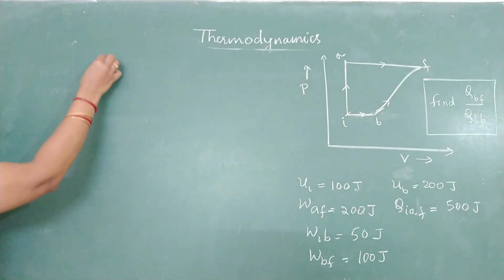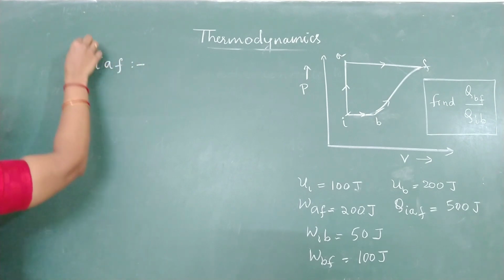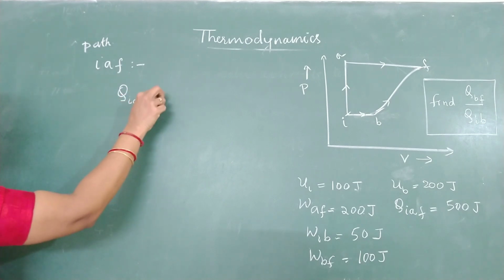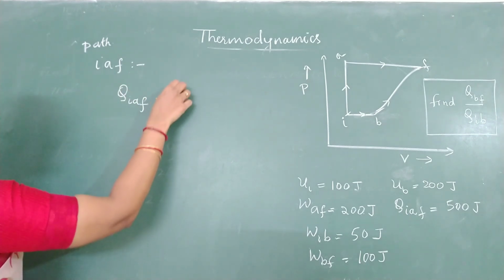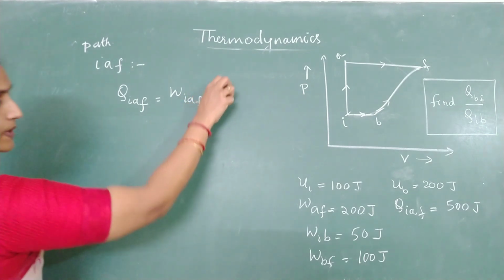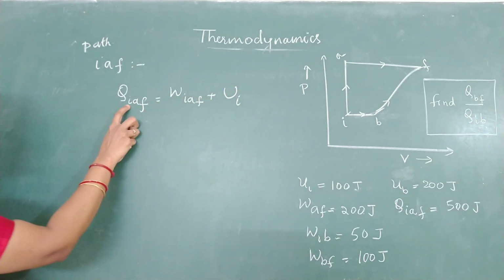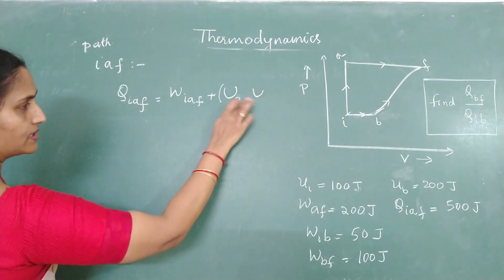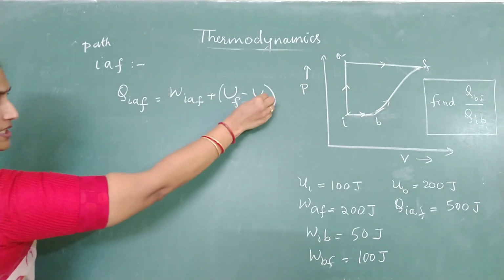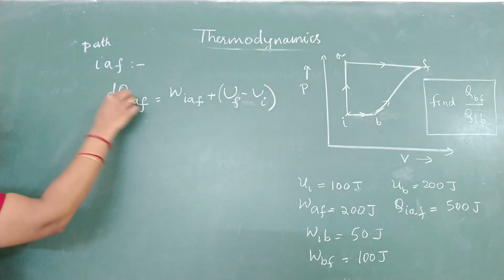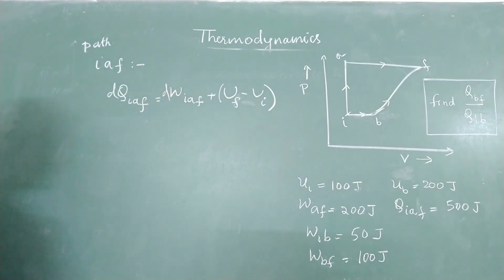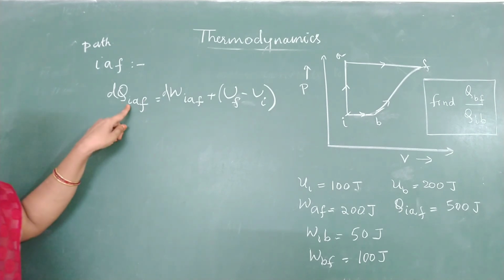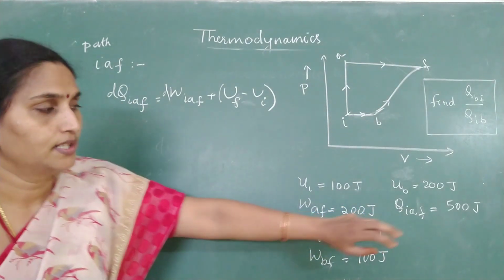So for the path IAF, what is your first law of thermodynamics? Total energy supplied should be work done from IAF plus internal energy change, because it is moving from initial to final. How will you write the change in internal energy? U final minus U initial. Okay, I am writing the change as final minus initial. Total amount of energy supplied is equal to dW plus dU. So we have already been given the energy supplied and the work done. Now from this, find out the energy supplied throughout the process IAF.